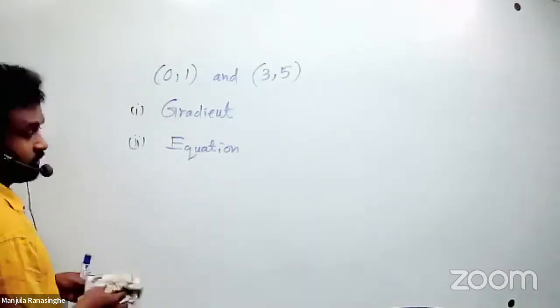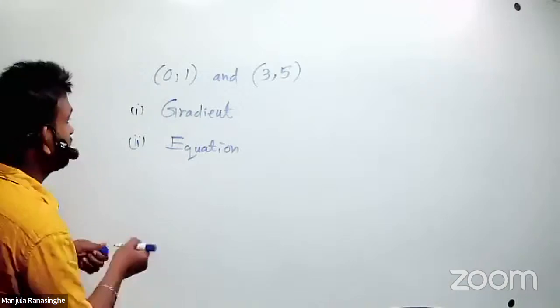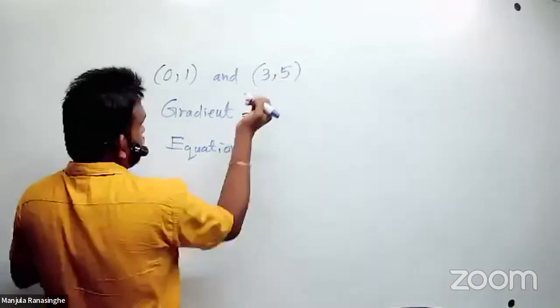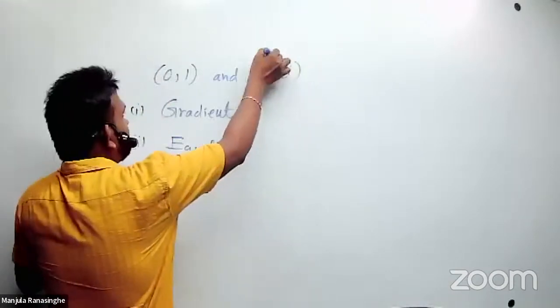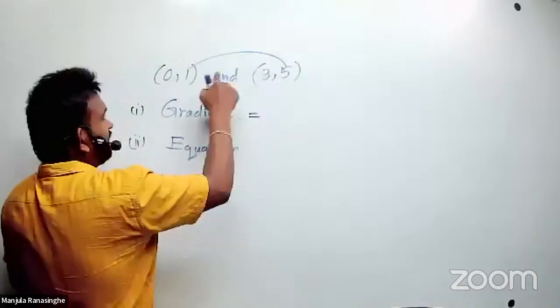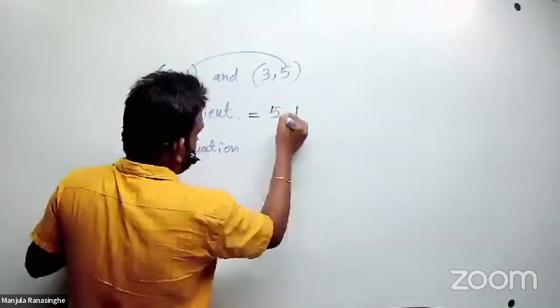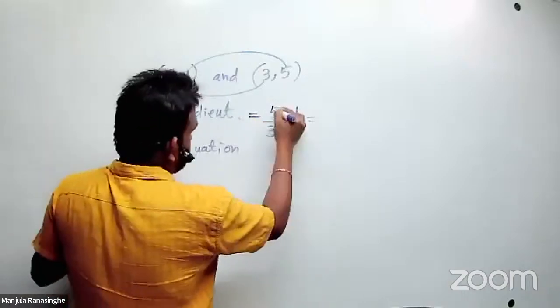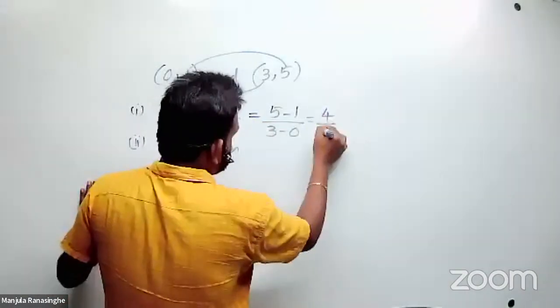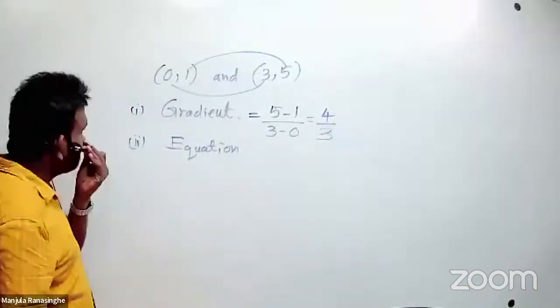Right. So now we will find the gradient. You know that gradient equals y difference over x difference. How do you take the y difference? I take it in this way: 5 subtract 1 upon 3 subtract 0. So the y difference 5 subtract 1 means 4, upon x difference 3 subtract 0 means 3. So that is the gradient.